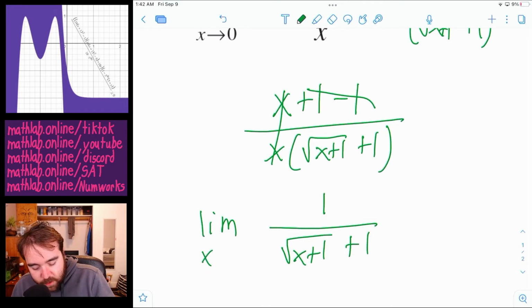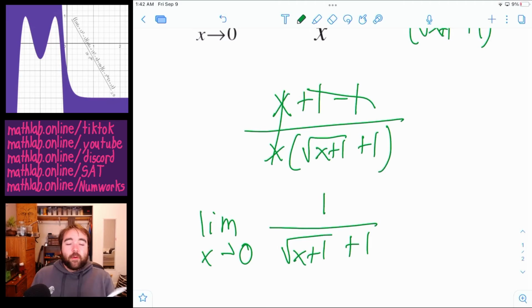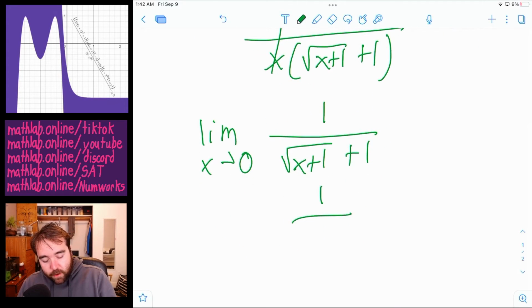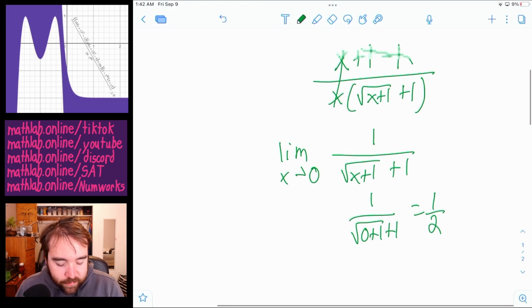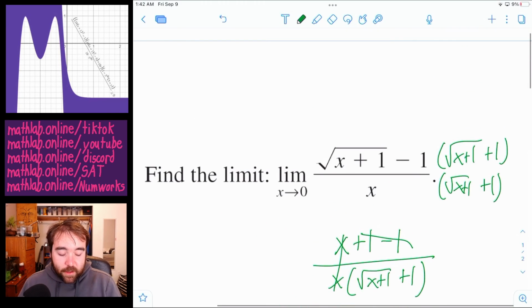And so remember what we're trying to do. The limit as x approaches 0. Well, now there's no problem if we plug in 0. So we plug in 0. 1 over the square root of 0 plus 1 plus 1. And that's just 1/2. So the limit is 1/2. So that's one of many techniques that you'd use to solve some of these limits.